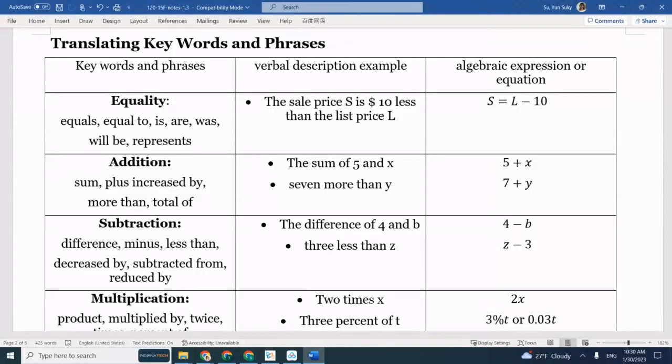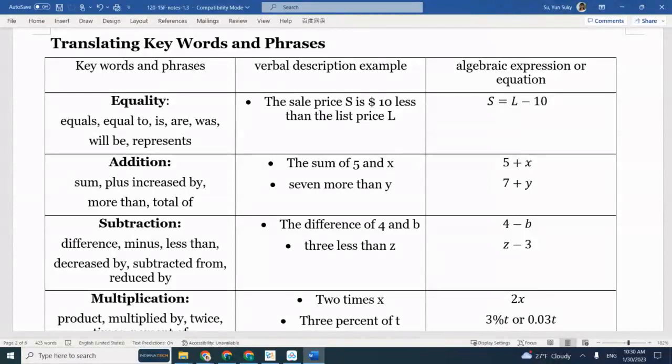Addition: sum, plus, increase by, more than, a total of. The sum of 5 and x, 5 plus x, right? 7 more than y, so y plus 7 or 7 plus y, okay? For addition, order does not matter. But for subtraction, you gotta be careful. The difference, minus, less than, decrease by, subtract from, reduce by. The difference of 4 and b: 4 must come first. 4 minus b and b minus 4 are different things. So you gotta be careful.